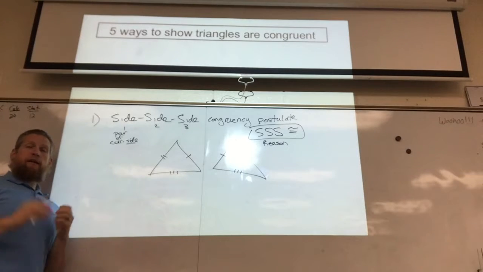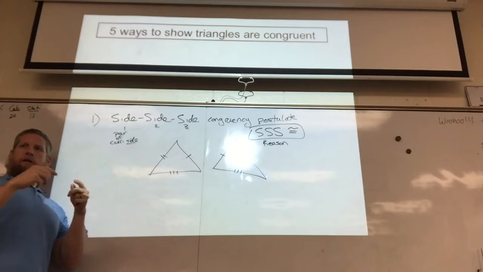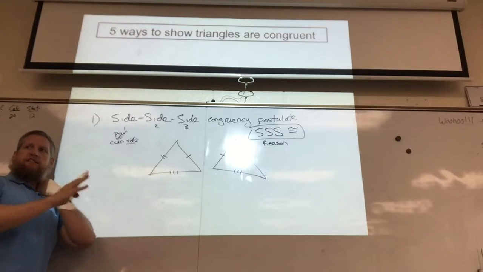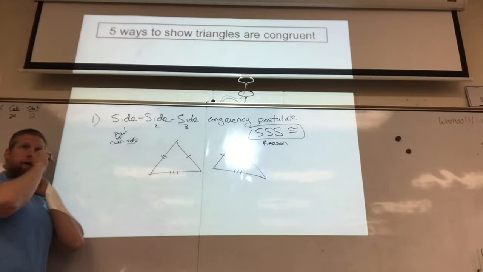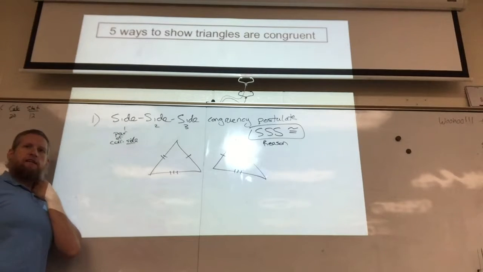Okay? So now again, keep in mind, all of this stuff that we're about to put up there is to show that two triangles are congruent to each other. So that means you're going to have a problem either asking you, are the triangles congruent? Or when we do the proofs, it might be prove that triangle ABC is congruent to DEF.